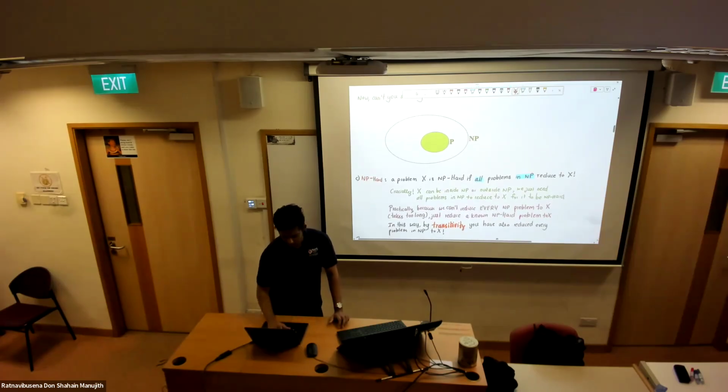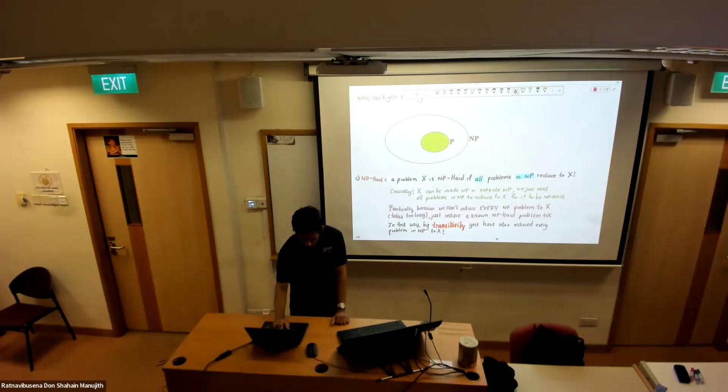Practically, we can't reduce every NP problem to X because it takes too long. So if you want to show that a problem is NP hard, you would need to reduce every problem in NP to X, but since you cannot do that, what you can do is reduce a single NP hard problem to X. Because every NP problem reduces to that problem, by transitivity you can show that every problem in NP also reduces to this single problem X. Again, all lecture time.